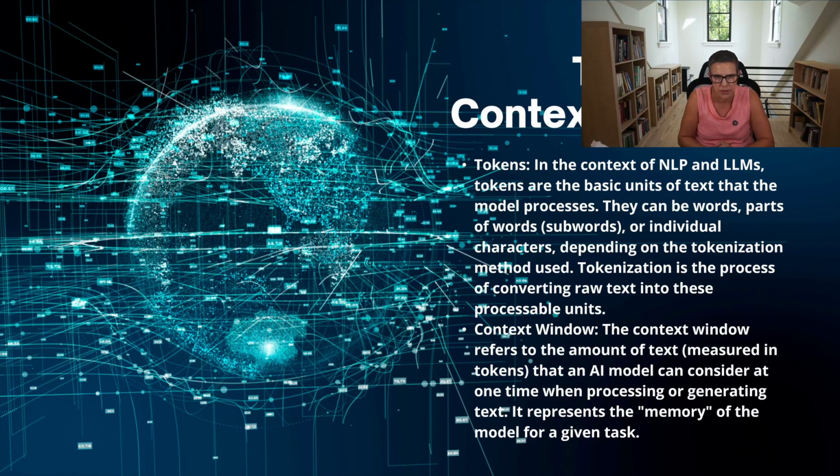The context window refers to the amount of text, measured in tokens, that an AI model can consider at one time when processing or generating text. It represents the memory of the model for a given task. So, for example, if you're using a large language model in a given chat, there is a limit to the context window, where the model may forget your original parameters at the beginning of the chat, so it needs to be reminded.